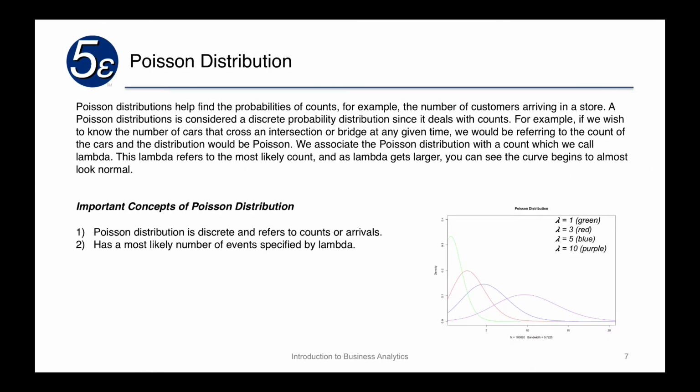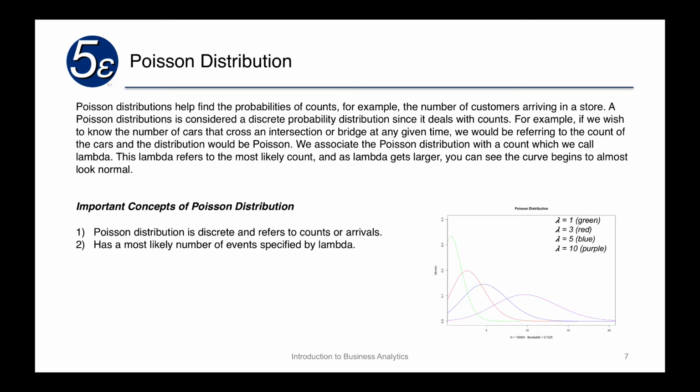Now, Poisson distributions help find the probabilities of counts. For example, the number of customers arriving in a store. A Poisson distribution is considered a discrete probability distribution since it deals with counts, numbers, and it's not continuous. The numbers between the counts don't mean anything. For example, if we wish to know the number of cars that cross an intersection or bridge at any given time, we'd be referring to the count of the cars, and the distribution would be Poisson.